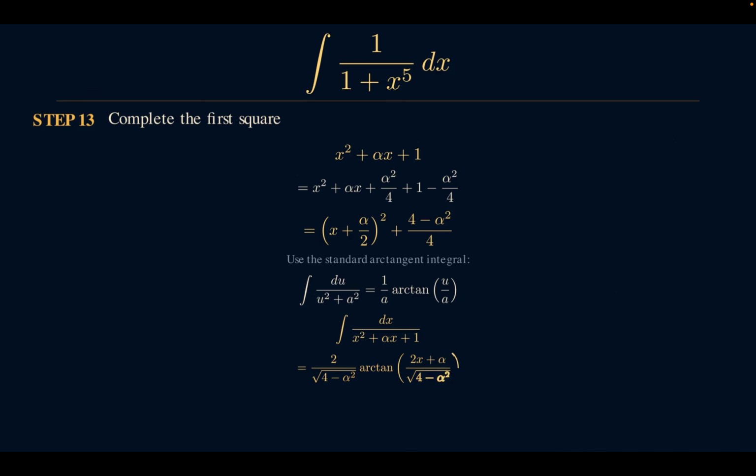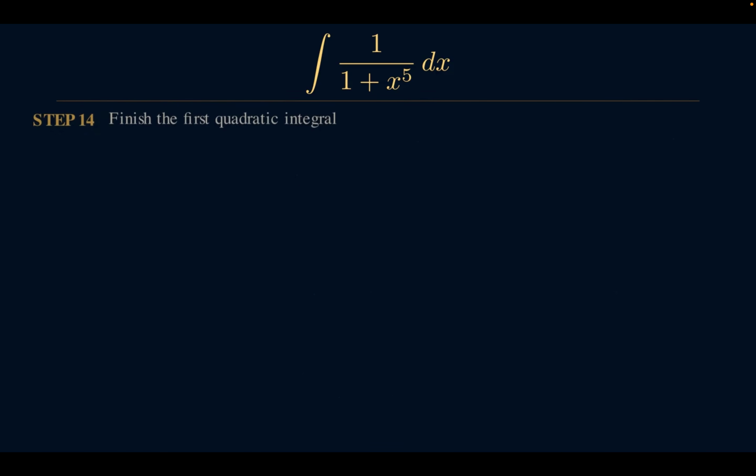So, actually this integral would be equal to 2 over root of 4 minus alpha squared, times arctan of (2x plus alpha) over root of 4 minus alpha squared. And j alpha would be equal to this.